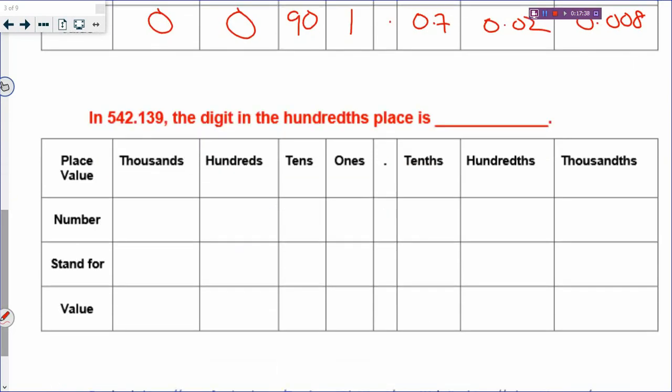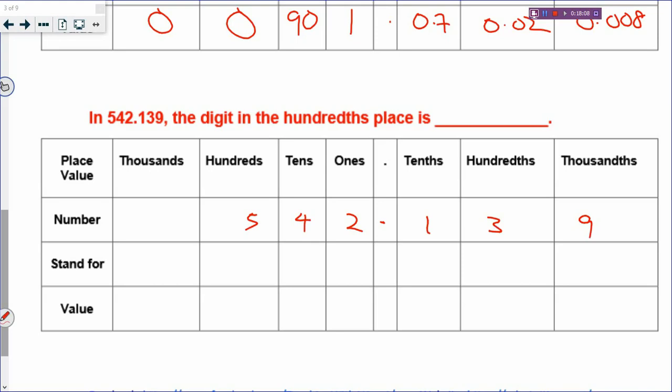Now you have a bigger decimal, so if you don't know which digit stands for what, or what the place value of each digit is, then don't worry, like what I always said. The decimal point is over here, am I correct? And what is the digit in front, which is your 2? Look at the digit in front, and that will always be your ones place. Then you put your other digits accordingly. So you have 542.139.